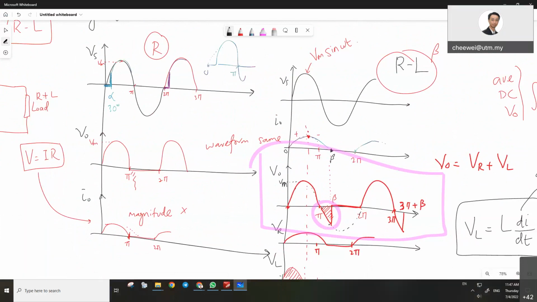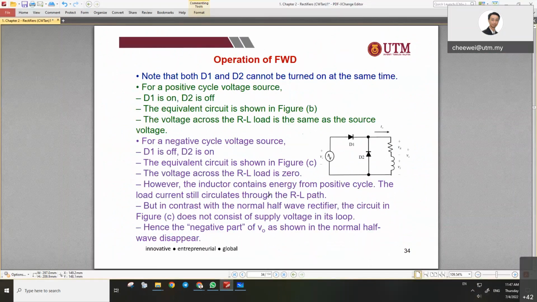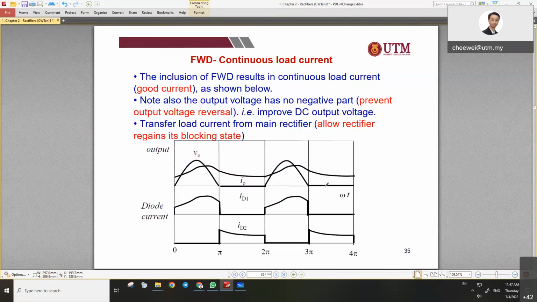Now, if I add in the freewheeling diode, what is the impact? To cut it short, the impact is, can you see it? Note also that the output voltage has no negative part. The negative part, is it there? It's gone. By adding in the freewheeling diode, the negative part will be eliminated.